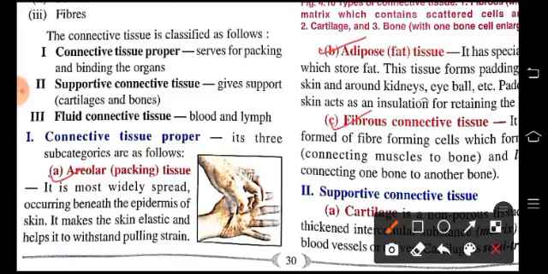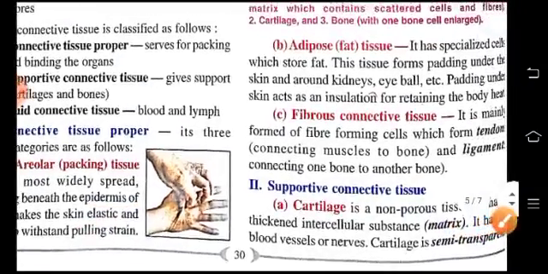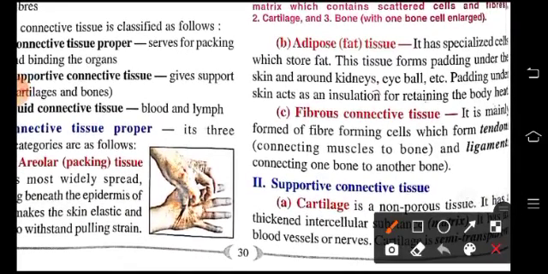So, areolar tissue is mostly spread beneath the epidermis of the skin. It makes the skin elastic and also helps it withstand pulling strain. Adipose tissue has specialized cells which store fat. This tissue forms the padding under the skin and around the kidneys and eyeballs.